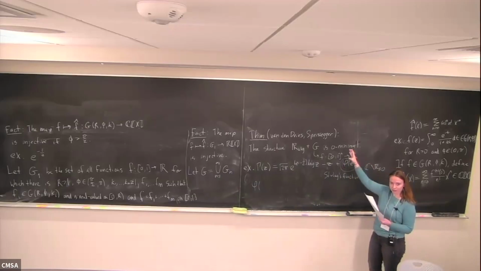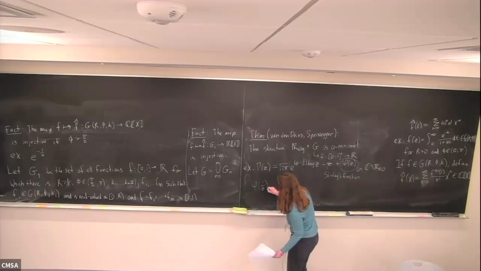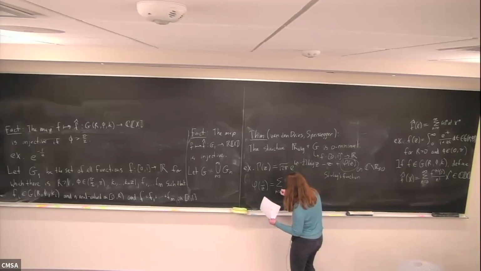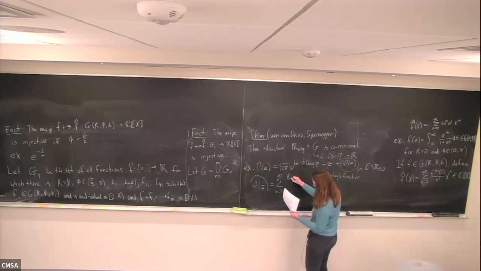But this whole setup I've given is working at 0, so let me switch to working at 0. The asymptotic expansion that you get is in terms of these Bernoulli numbers.